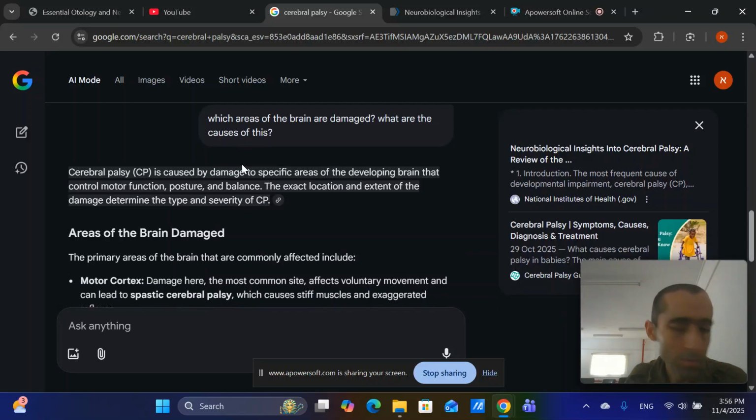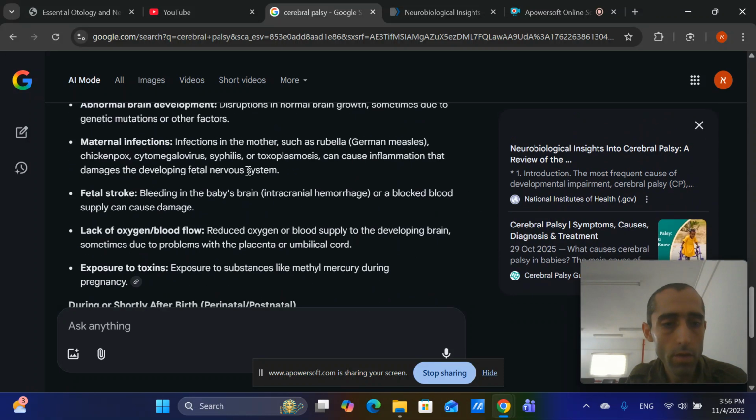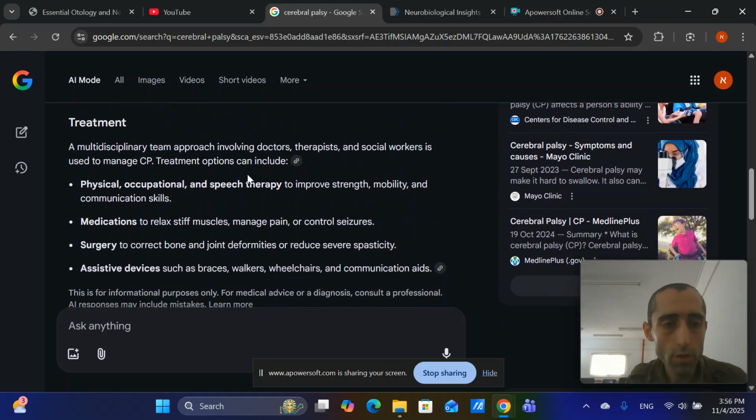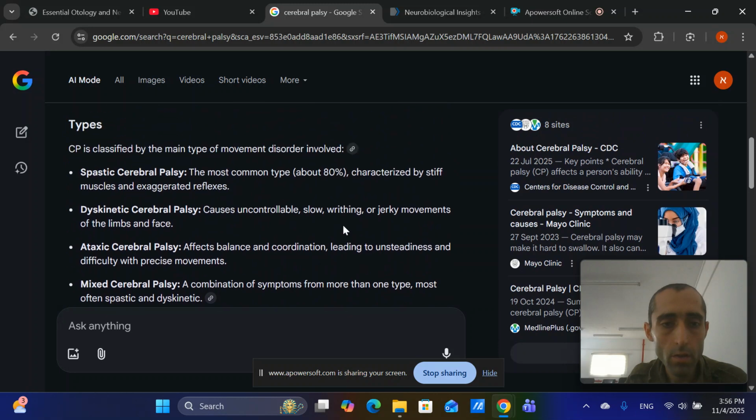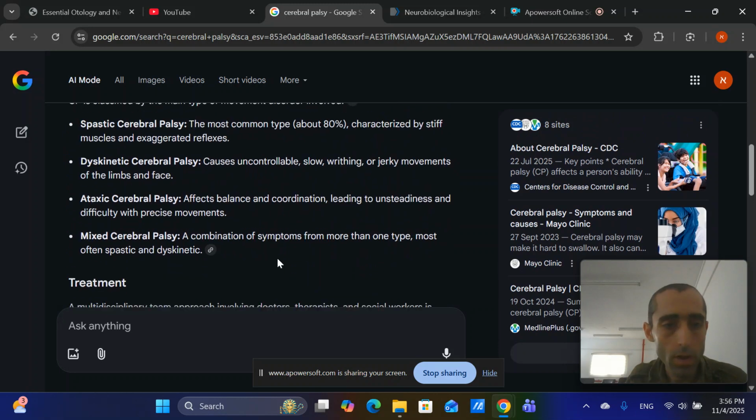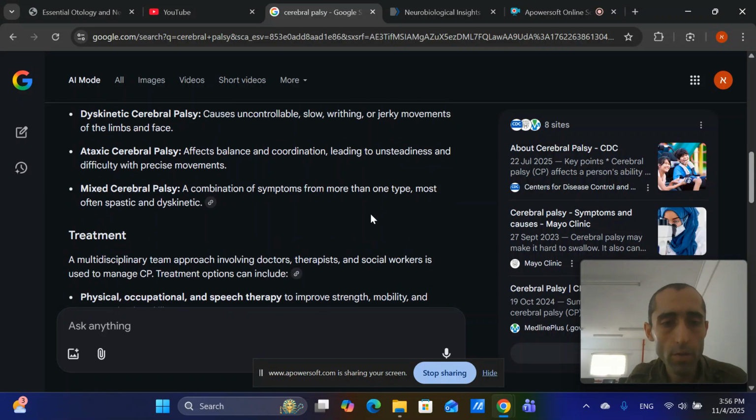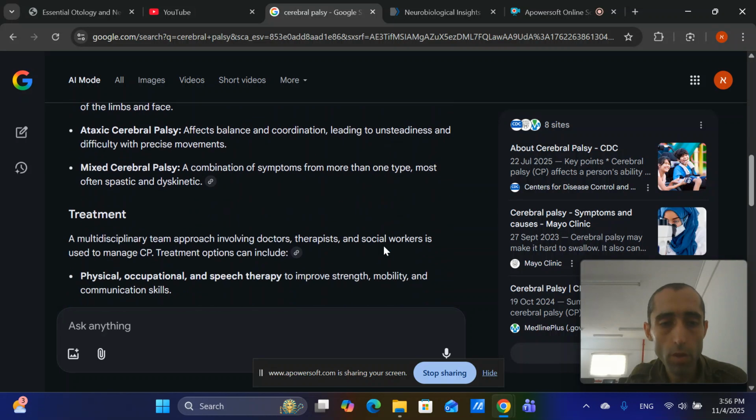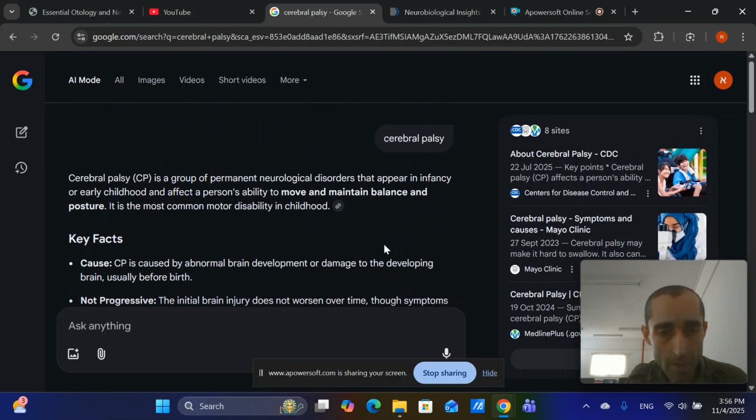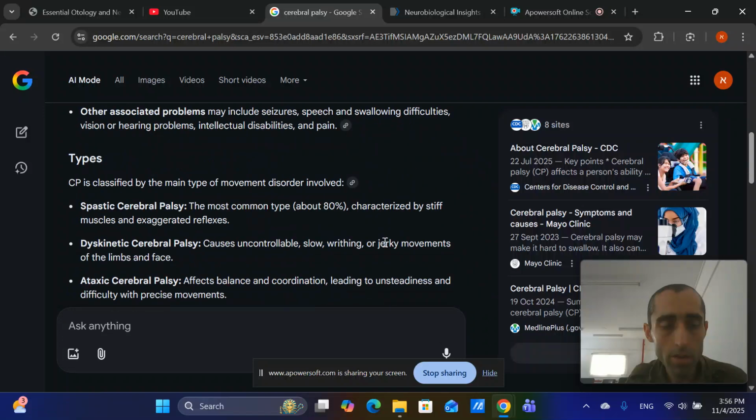There are some treatments, let's call them, that try to improve function. But as you can see, physical, occupational and speech therapy, medication, surgery, assistive devices, all try to help, but no one can cure cerebral palsy. And cerebral palsy is mainly motor. And don't forget the four types of cerebral palsy, with spastic cerebral palsy being the most common type. So this is about cerebral palsy.